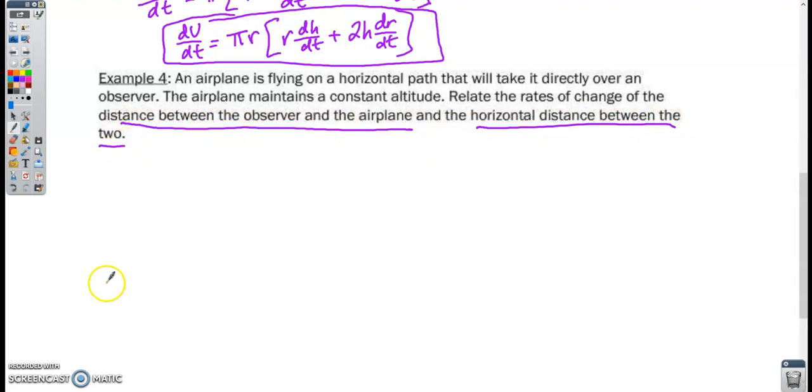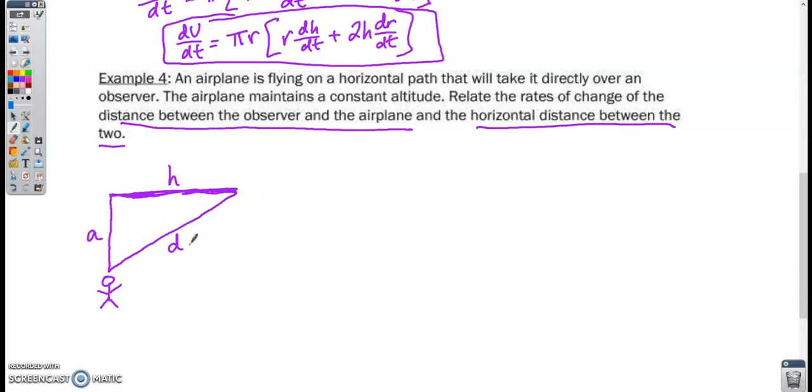So what we have here is, don't mind my drawing because my drawings are always terrible. We have the observer and the airplane. I'm not even going to draw an airplane because my airplane is going to be so terrible. The airplane maintains a constant altitude, so it's just cruising along in this direction. So we've got the constant altitude, we've got the horizontal path of the airplane, and then we've got the distance between the plane and the observer.